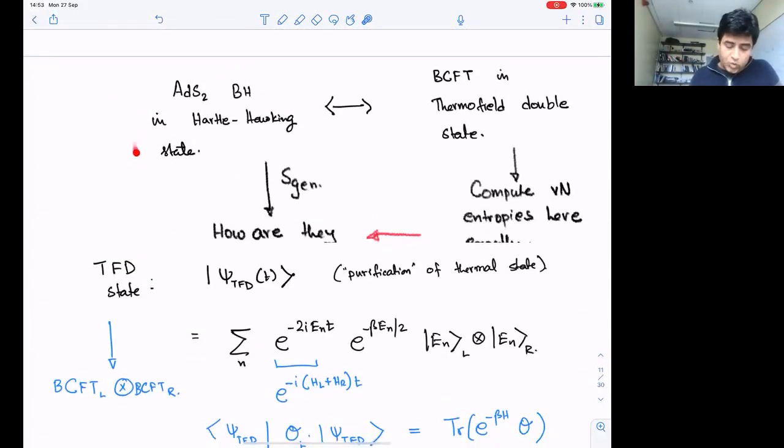So before we get into the details, let's just look at what we are trying to summarize, what we are trying to understand. We have the ADS2 black hole plus the bath in the Hartle-Hawking state. This is in one-to-one correspondence.